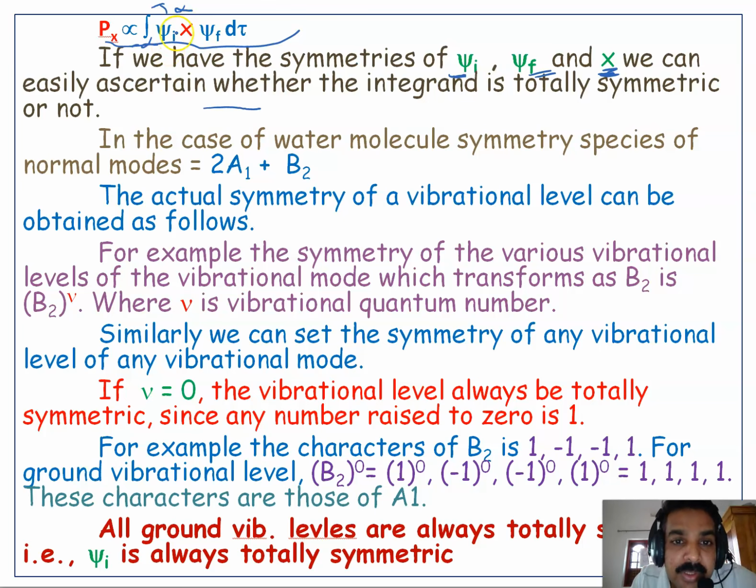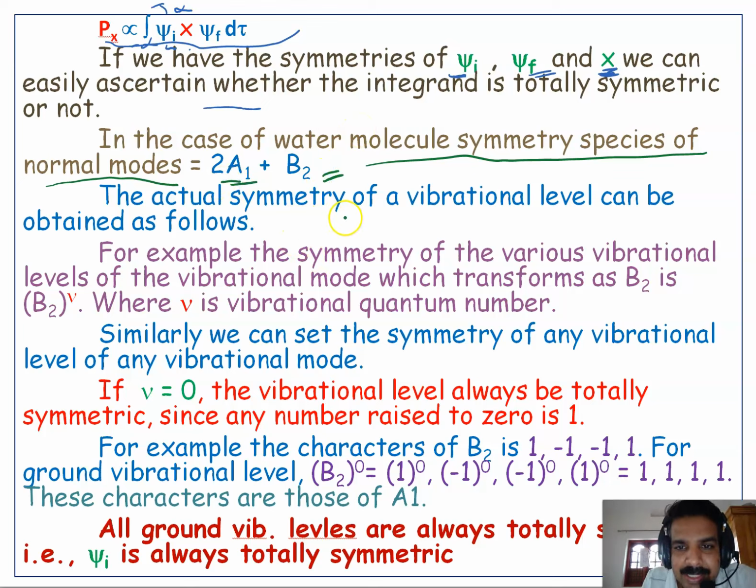If we know the symmetries of psi I, x, psi f, we can easily predict whether the integrand is totally symmetric or not. How do we know the direct product? We have already studied how we can carry out a direct product, and we will study it later. We can come to the water molecule as an example. In the case of the water molecule, the symmetry species of normal modes are 2a1 plus b2.